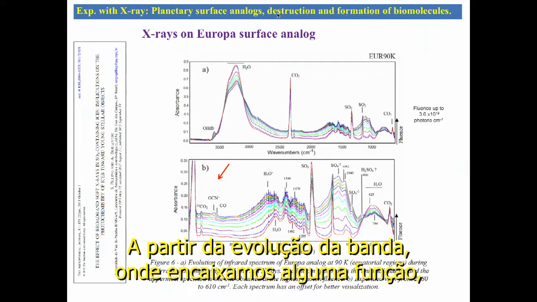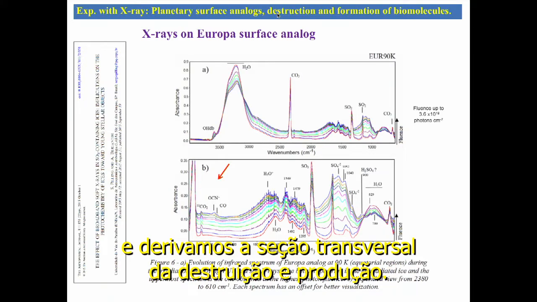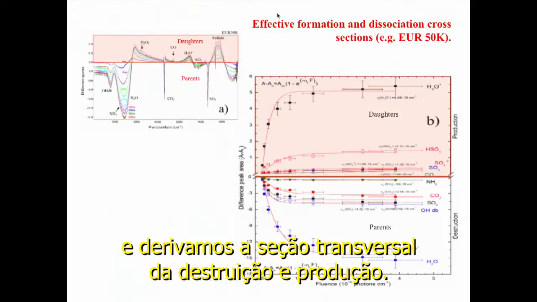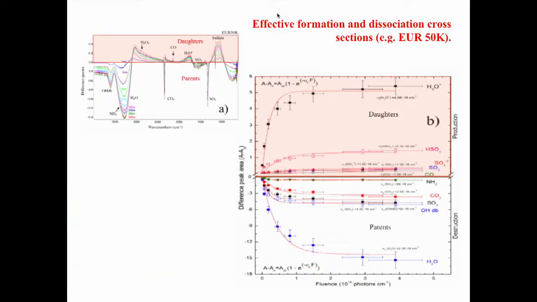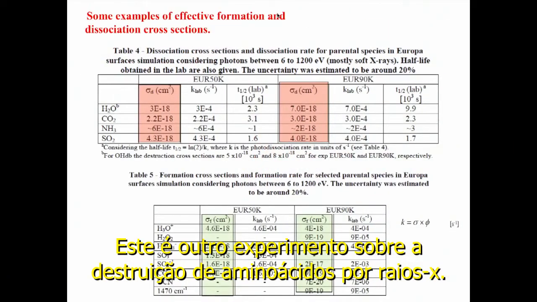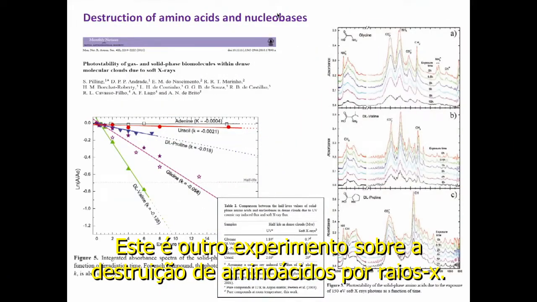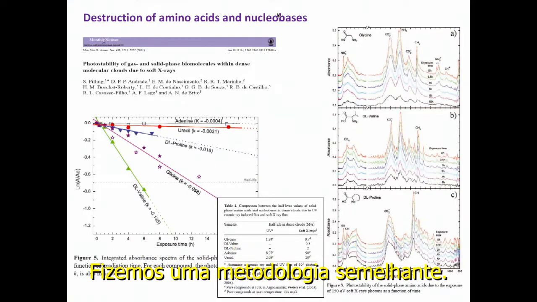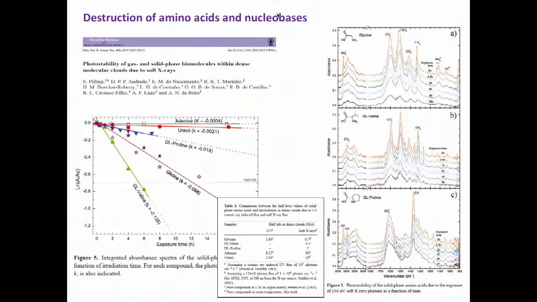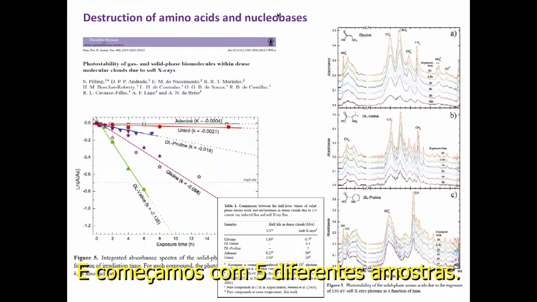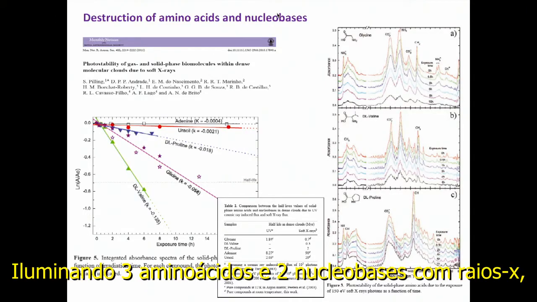So, from the evolution of the bands, we fit some function and derive the cross-section of destruction and production. Okay, I move this. This is another experiment of destruction of amino acids by X-rays. We used a similar methodology, and we started with 5 different samples, 3 amino acids and 2 nucleobases, illuminated by X-rays.